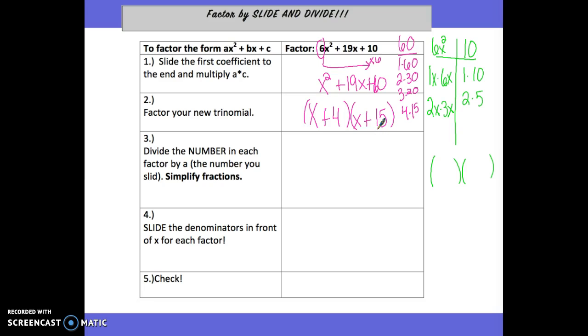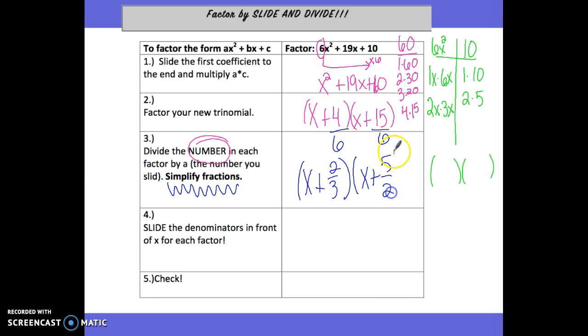Step 3 says divide the number in each factor by a, which is the number that you slid. So because I multiplied by 6, I have to now divide by 6. This is very important: you simplify the fractions. So the first factor is x plus, they're both divisible by 2, so x plus 2/3. And then x plus, they're both divisible by 3, x plus 5 over 2.